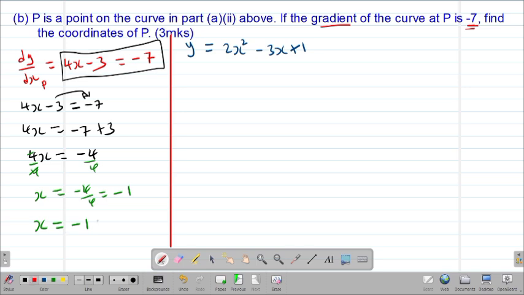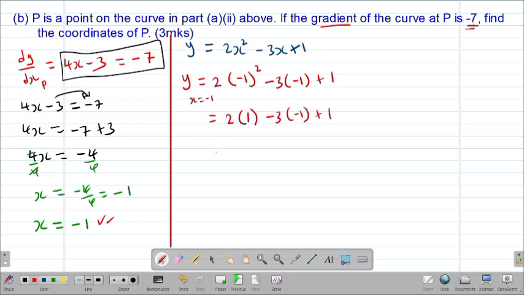Therefore, we'll substitute when x is negative 1. So y will be equal to 2 into negative 1 squared, then minus 3 into negative 1, then of course plus 1. So y will be equal to 2 into negative 1 squared will give us positive 1, then minus 3 into negative 1, then plus 1. So this will be positive 2. Negative 3 times negative 1, I'll get a positive 3, then plus 1, which will be equal to 2 plus 3, that is 5. So this is 5 plus 1, which will give us 6.